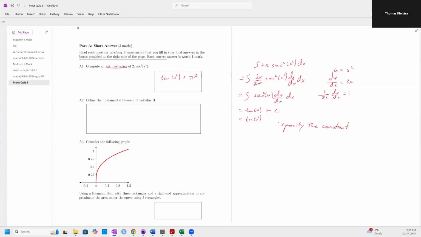Second question, define the fundamental theorem of calculus 2. Well, if we let f be a continuous function over [a, b], and F be an antiderivative of f, then the integral from a to b of f of x dx equals F of b minus F of a, which notationally is the same as F of x evaluated at x equals a to b.